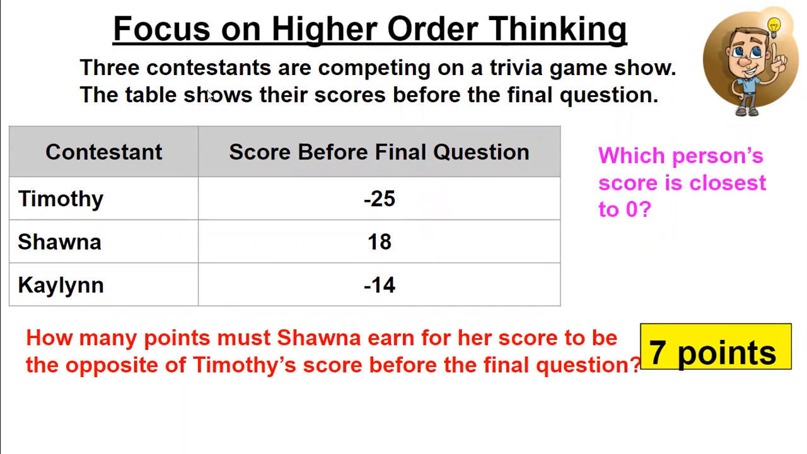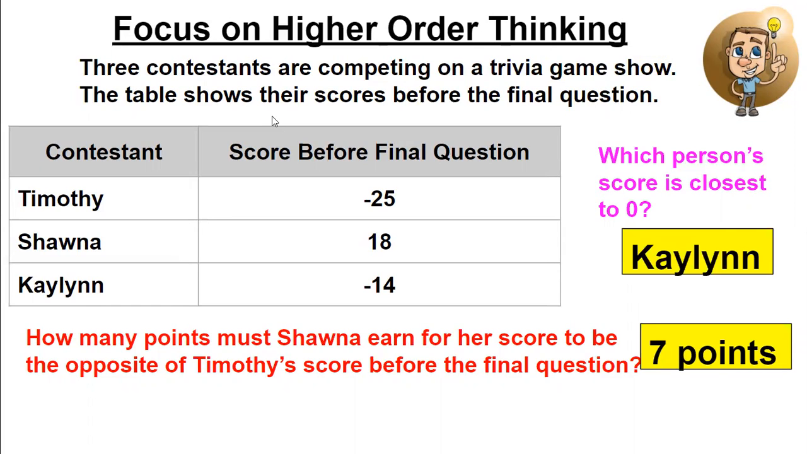Okay, next question. Which person's score is closest to 0? Got to visualize our number line here, and you got to think, it doesn't matter if the score is below 0 or above 0, to the left or to the right of 0. It just matters how close it is to 0. Which number is closest to 0? Did you say Kaylin? Negative 14 is closest to 0? Exactly. It's 14 units from 0 on the left side. Shauna's is 18 units from 0 on the right side, and Timothy is 25 units from 0 on the left side.